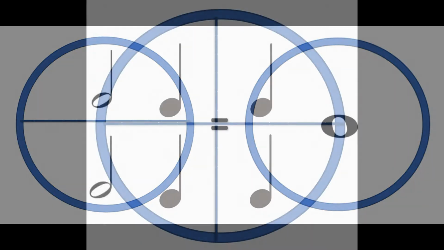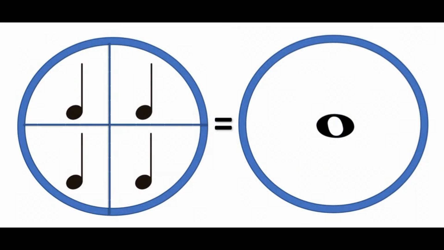If I color in the half note, I suddenly have this dark colored in note with a stem called a quarter note. 4 quarter notes equal 1 whole note because they're 1 count each. So 4 quarters equal 1 whole note.